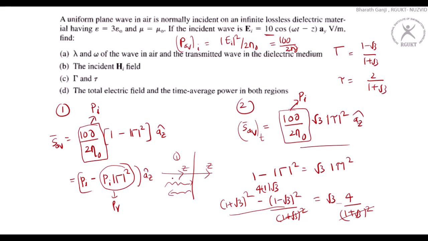So whatever power is coming in, part of the power is reflected back and the remaining part is transmitted, and in fact that is what you see in your answers when you calculate the total average power for the total fields in both the first region and the second region. So we'll move on to the next problem.